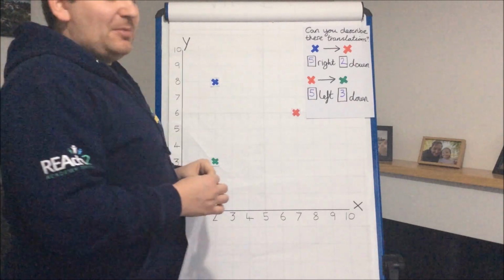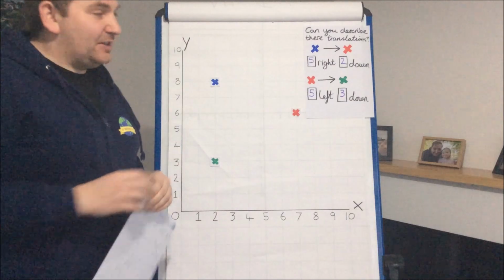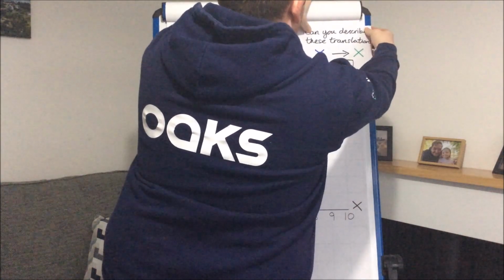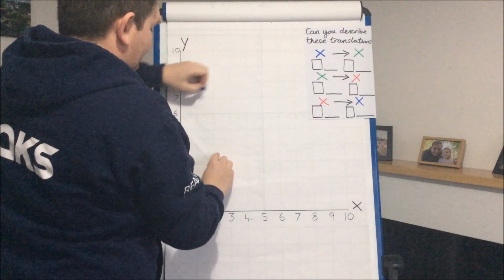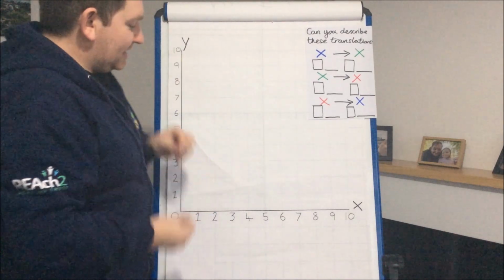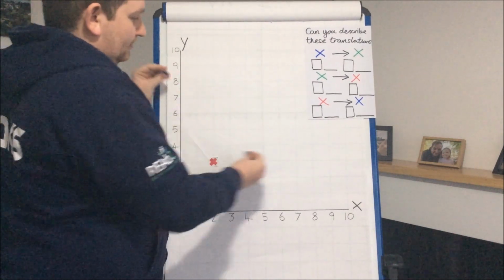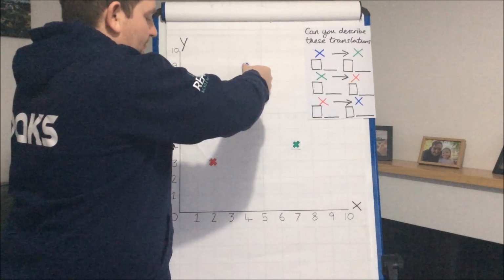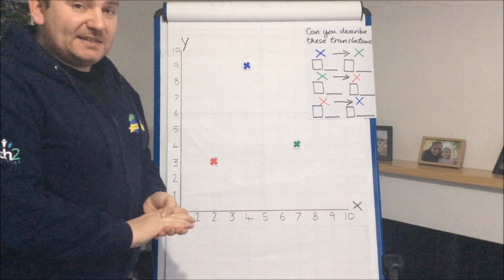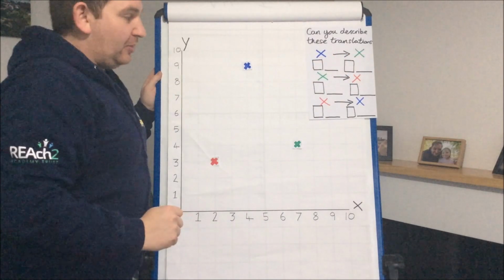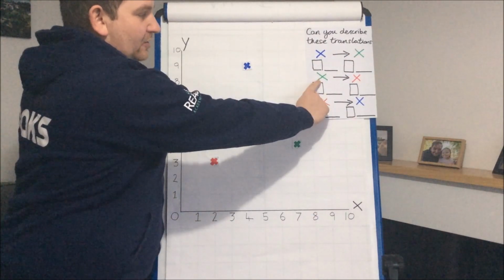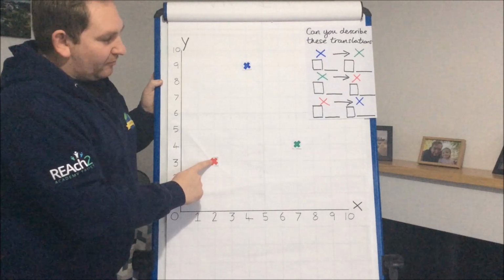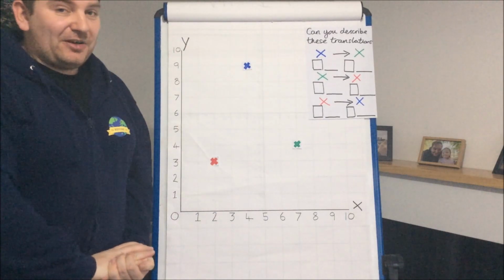Okay, let's have another go, but this time I'm not going to give you any help like this. It's going to be completely down to you. Okay, so I'd like you to work out the translation of the blue point to the green point, so from blue to green, then the green point to the red point, green to red, and finally the red point back to the blue point, so red back to blue. Pause the video and have a go now.